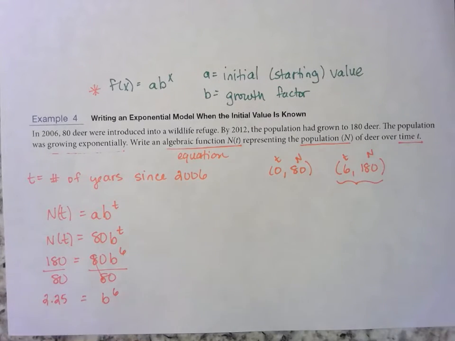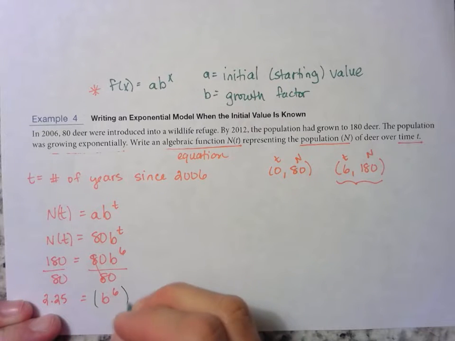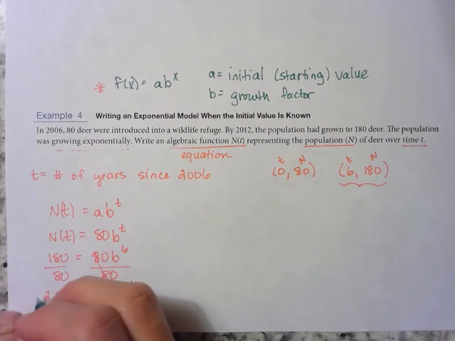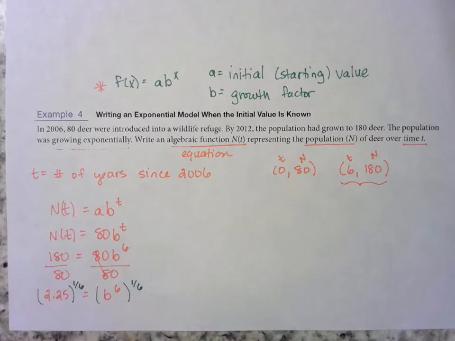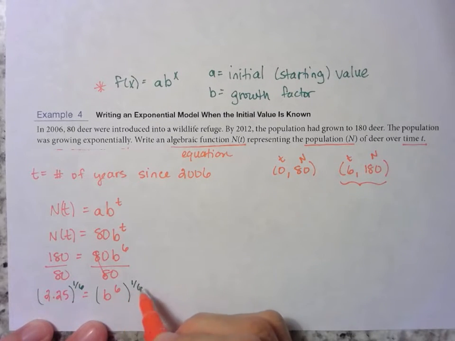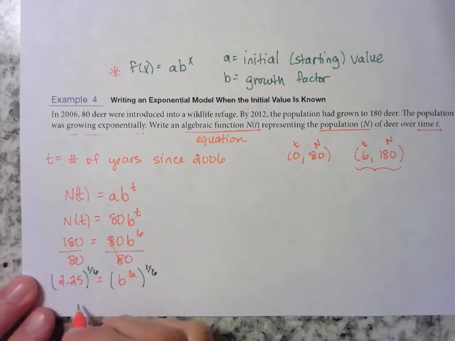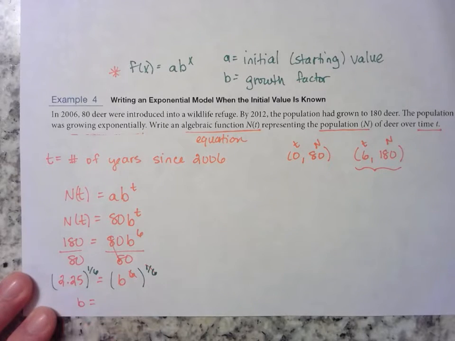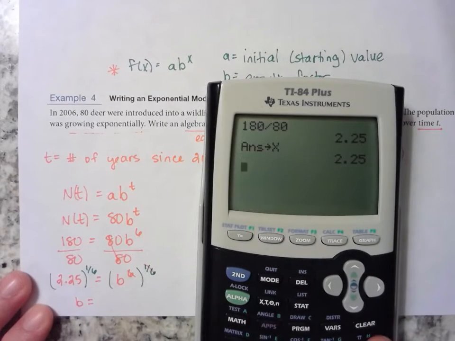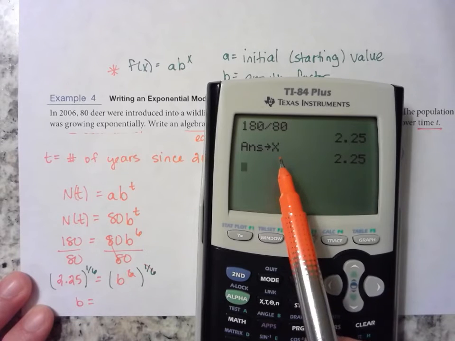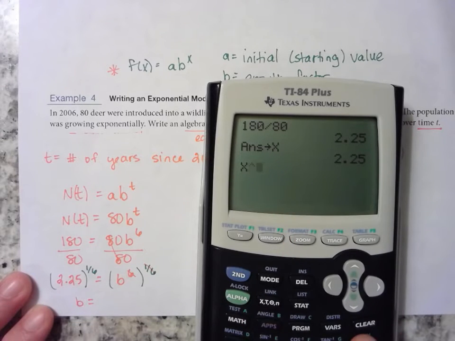To get rid of that 6th power, we have to take the 6th root, which is the same thing as raising it to the 1/6 power. Whenever you have a power to a power, you multiply the powers, that reduces to 1, and you end up with b is equal to the 6th root of 2.25. So I already stored it in x. So I'm going to do x to the 1/6 power.